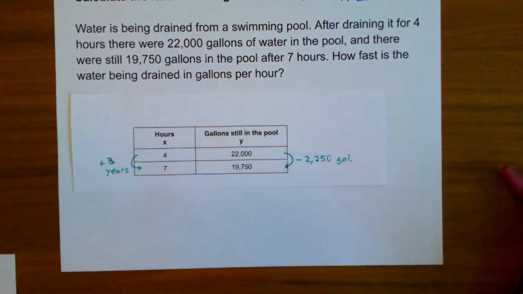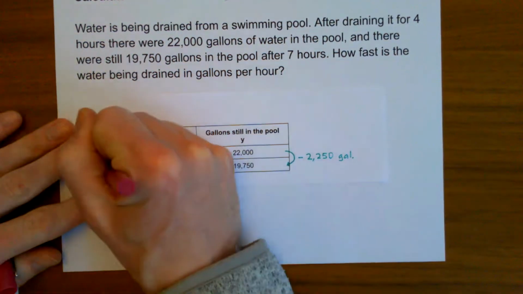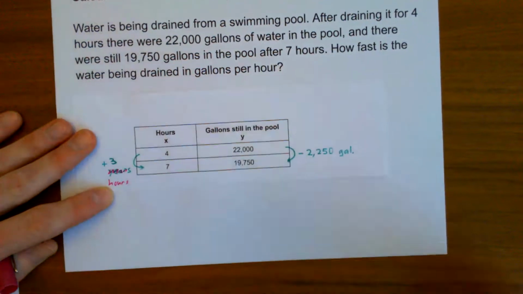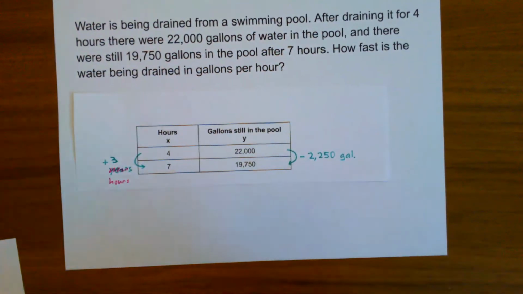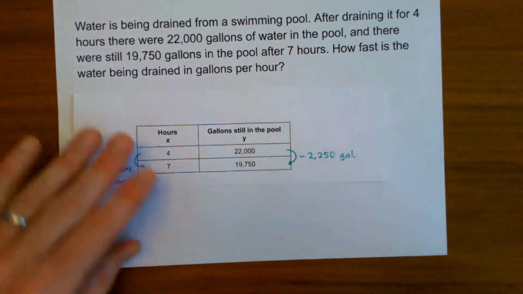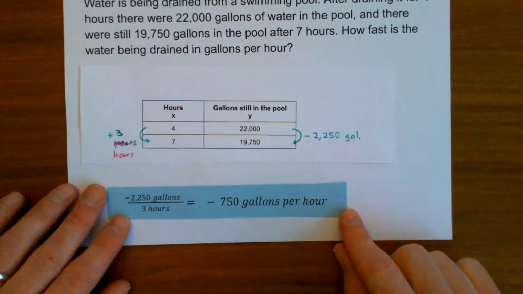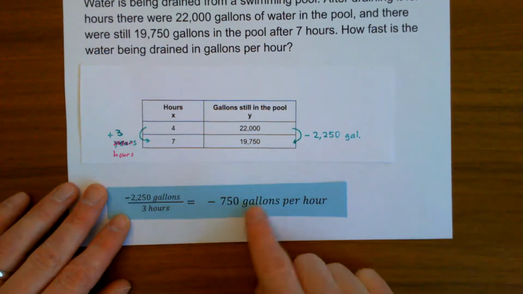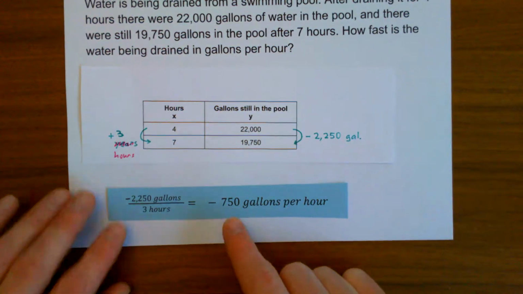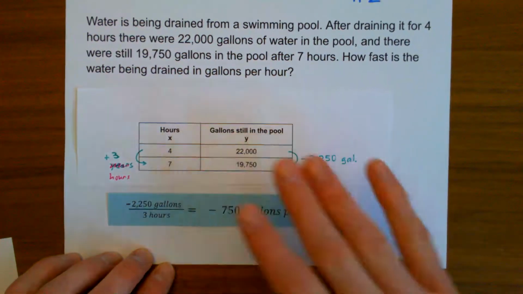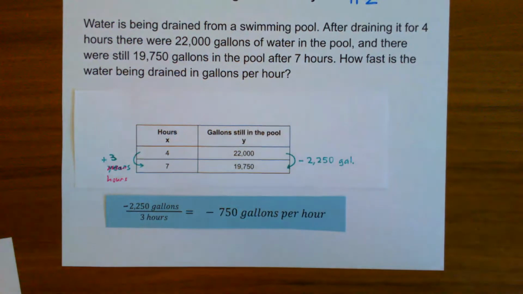Oops, and I wrote 3 years. That should be 3 hours. And so if I do negative 2,250 gallons divided by 3 hours, we're losing 750 gallons per hour. So that's the rate of change in this case, where we're draining water from the pool and the amount of water is decreasing as each hour goes by.